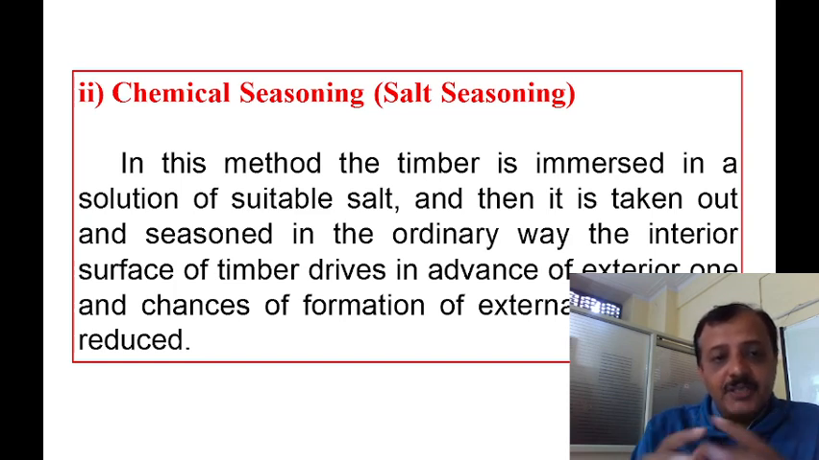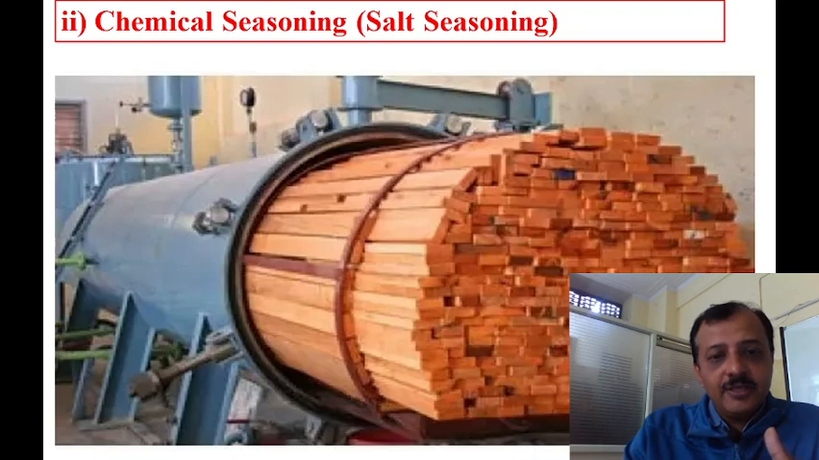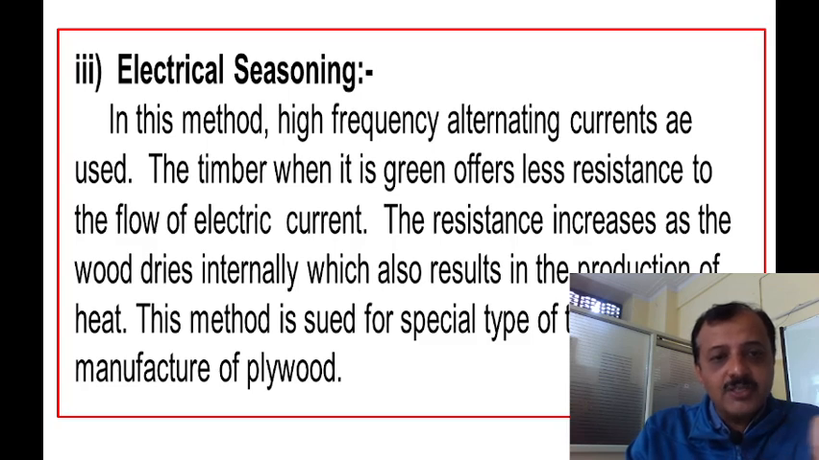This type of seasoning we call salt seasoning. In this method, timber is immersed in the salt solution and then it is taken out and dried naturally. So the seasoning will be quick in this case, and it also reduces the formation of cracks. This is how chemical seasoning is done. Chemical seasoning is also called salt seasoning.